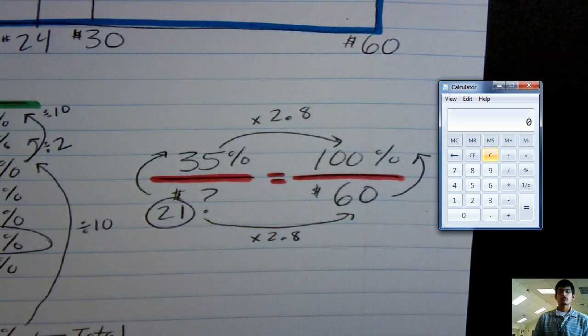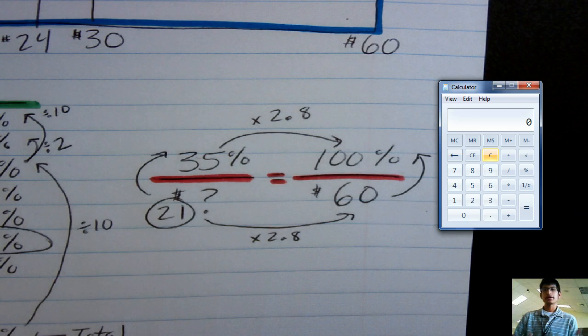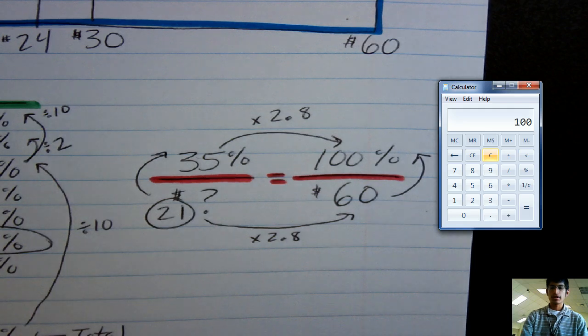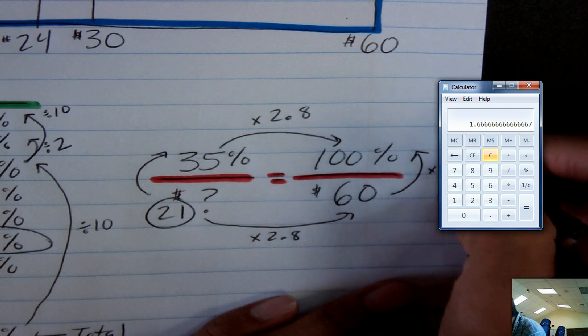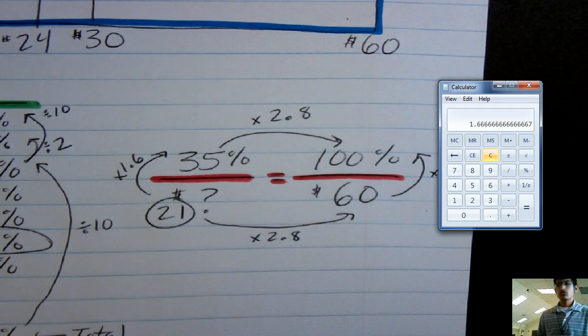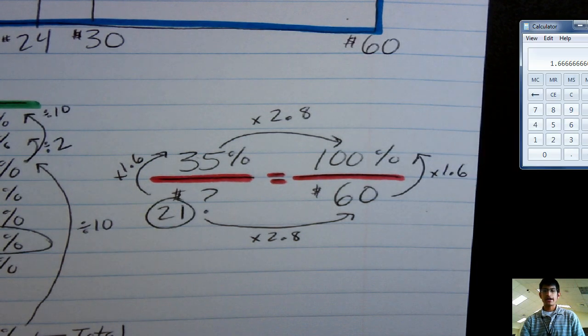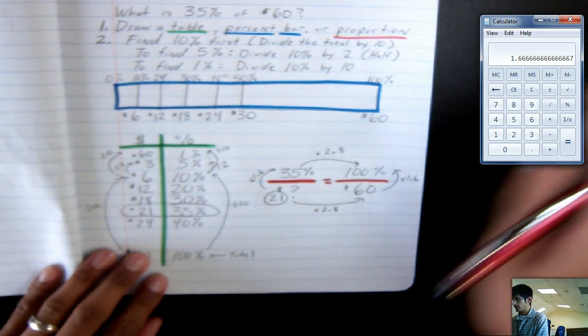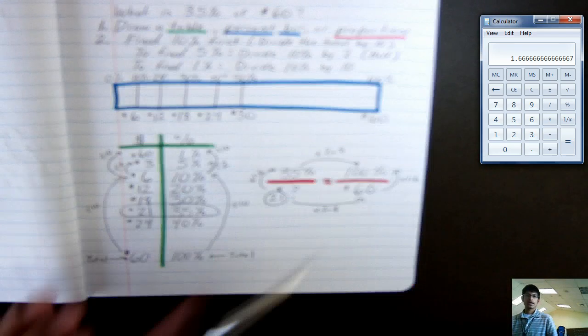Okay, so that strategy works really well if you have a calculator because you're going to have some really ugly numbers if you end up dividing it. To find this connection, I would divide 100 divided by 60, and that answer is 1.6. So what that says is that 21 times 1.6 equals 35%. So this is another strategy that you could use to find your answer using a calculator, or if the numbers are really nice. If the numbers are really easy and you can multiply it without any decimals, then that's a good strategy as well. So I wanted to show you 3 different ways to solve these problems, is to use a percent bar, a ratio table, and a proportion.